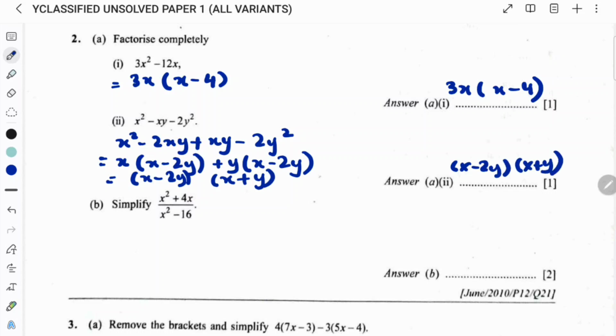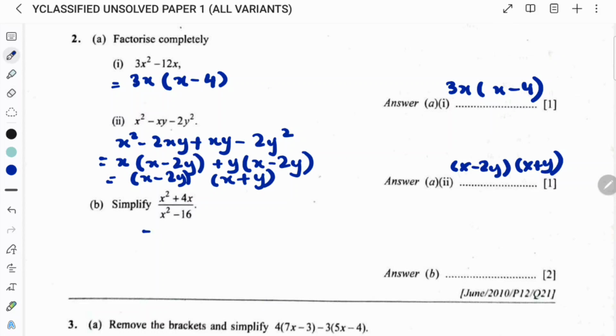The next question is of simplification. What is the main mistake students make? They just start cancelling whatever looks common. If the brackets are there and the terms are multiplying, then you can cancel, but if a plus or minus sign is in the middle, you cannot cancel. You need to factorize it first.